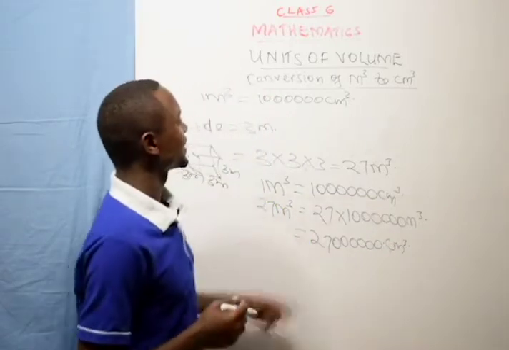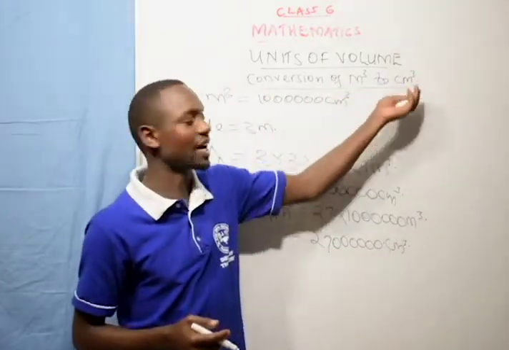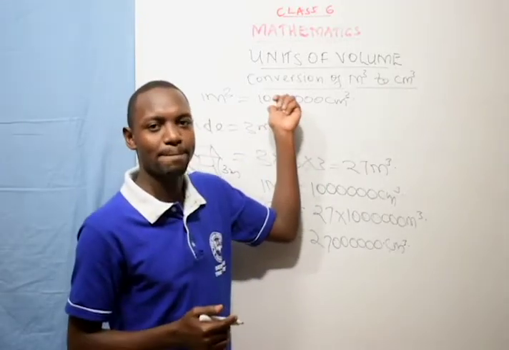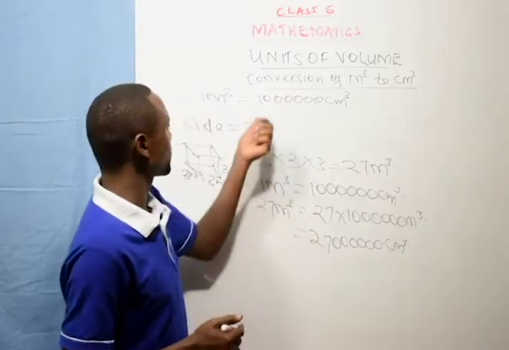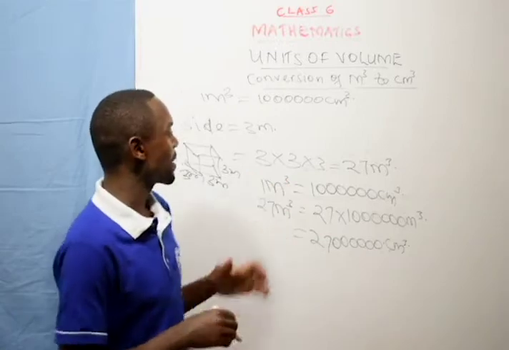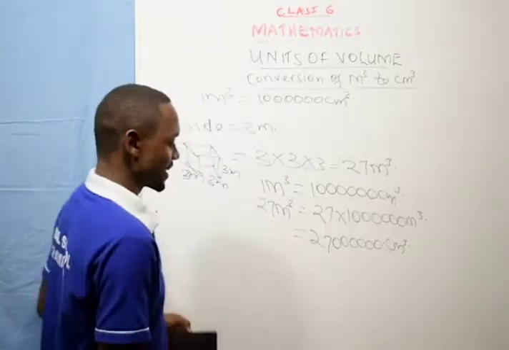So to convert cubic meters to cubic centimeters, we multiply by 1 million. Another example.